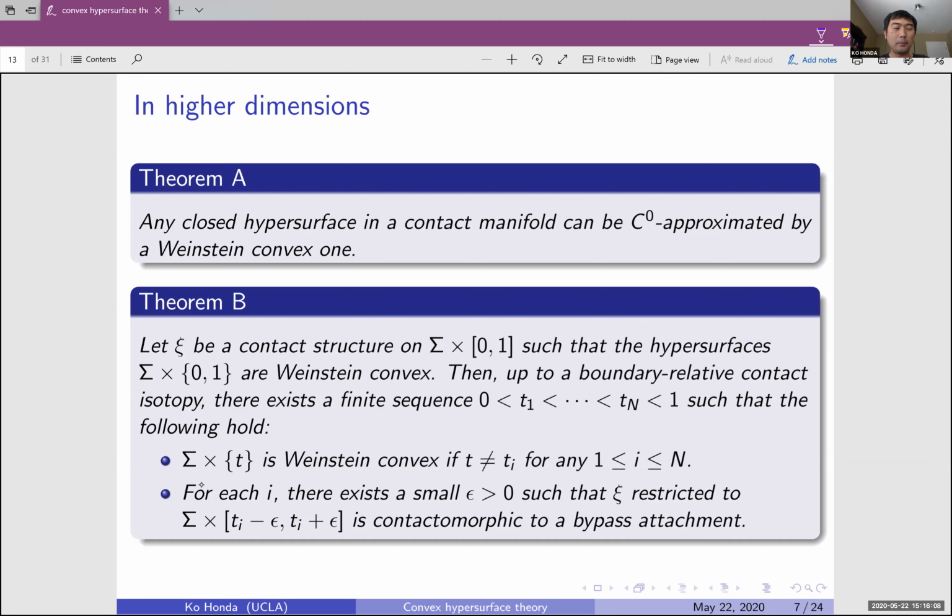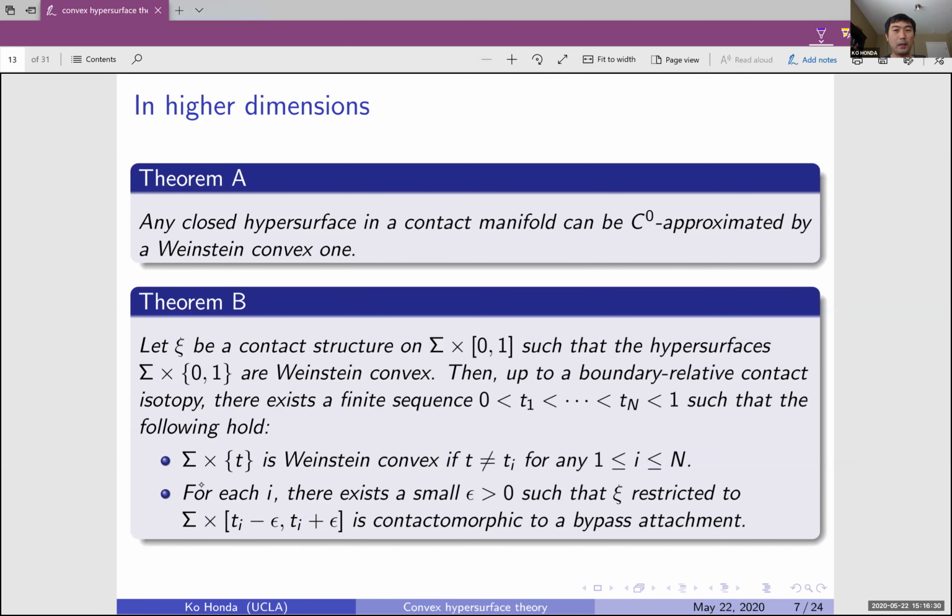Okay. So at least in practice, it's hard to tell what happens, but at least in theory, you can actually break up any sigma cross [0,1] into just nothing happens for a while and then a bifurcation happens and nothing happens for a while and then a bifurcation happens and so on.